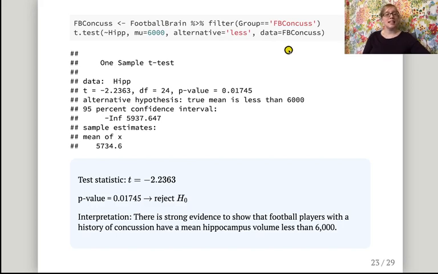Our test statistic is negative 2.2, so that tells me that our sample is about 2.2 standard errors below the null hypothesis. Our p-value is pretty small, less than 0.02, so I would reject this null hypothesis. In other words, there's some pretty strong evidence to show that football players with a history of concussion have a mean hippocampus volume less than 6,000.